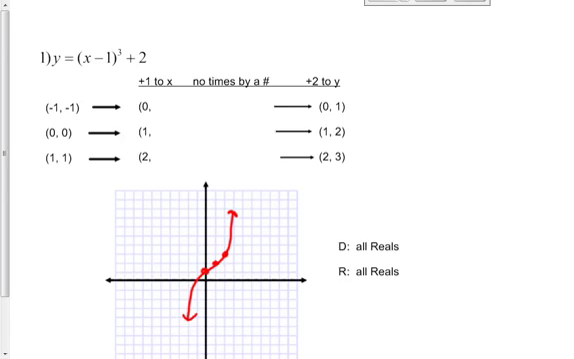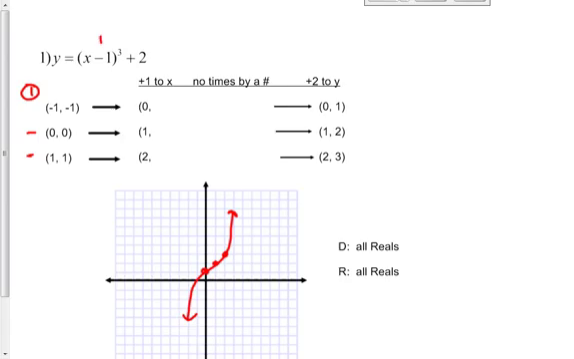All right, on this first example, y equals (x minus 1) to the third plus 2. First thing I'd like you to do is always write down the go-to points that go with each graph. Now this is the cubic graph. Cubic graph uses the points (-1, -1), (0, 0), and (1, 1).